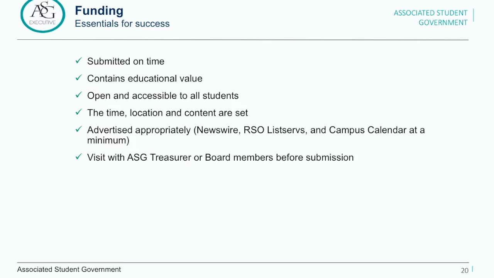So, some of the essentials for success. Obviously, you want to be submitted on time. That is a very black and white rule. If the budget is late, then the board has to deny the request. It has to contain educational value and be open and accessible to all students. The time, location, and content are set. I mentioned this before: it needs to be advertised appropriately, through Newswire, RSO listservs, and the campus calendar at a minimum, and our staff members will walk you through the process of how to get those posted. And of course, if you have any questions, comments, or concerns, you can always visit with the ASG treasurer or board members in the ASG office before the submission.